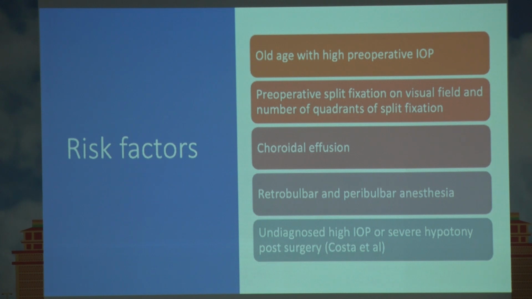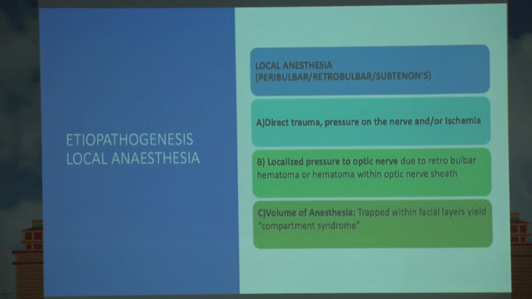So what are the risk factors? The risk factors are old age with high preoperative IOP, preoperative split fixation, choroidal effusion, retrobulbar and peribulbar anesthesia, undiagnosed high IOP. One of the most important things is the patient with a very high IOP whom you are operating on and sudden decompression occurs, or when you operate and the patient is left with a shallow chamber for a longer period, and that can lead to some amount of choroidal effusion or a very turbulent post-operative phase. These three conditions can develop into the wipeout phenomena. Having said that, this is a very rare phenomenon.